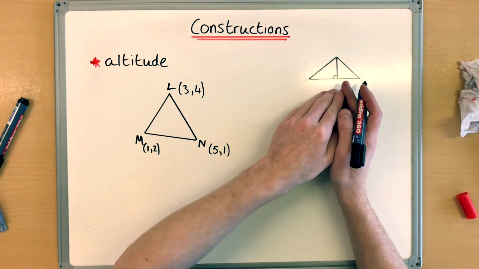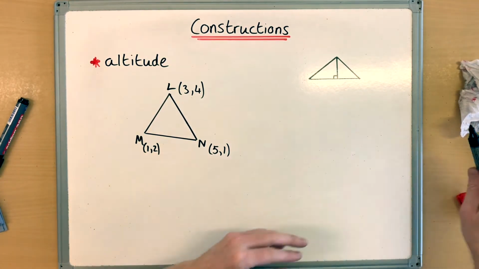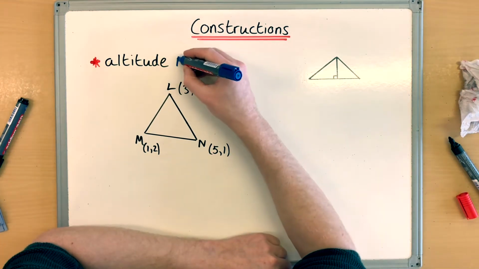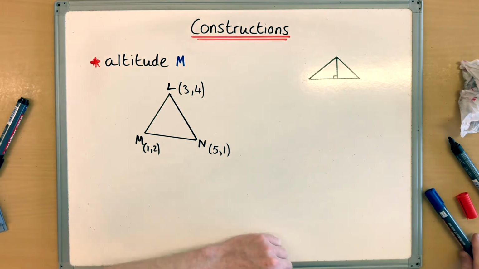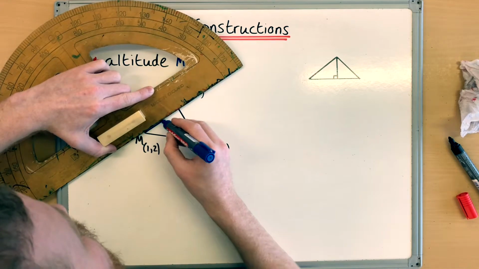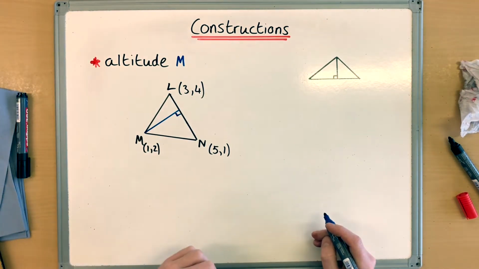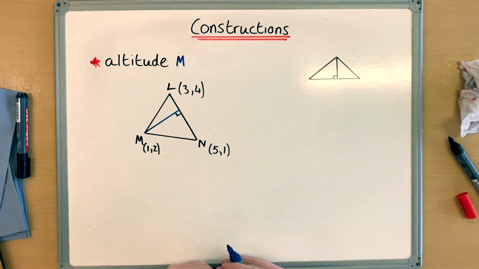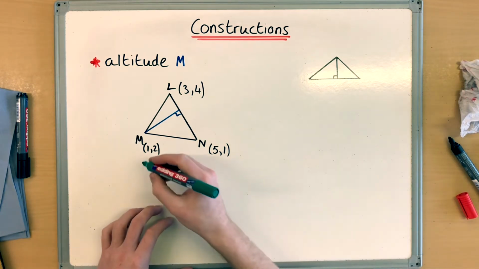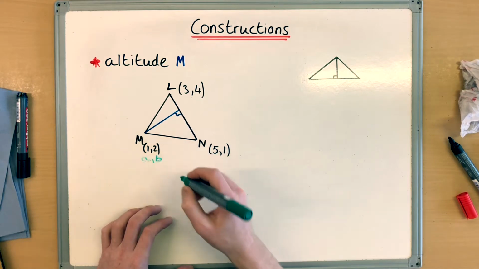Now, if I can picture that, then when I need to find any other altitude, I'm just going to bear that in mind. So in this case, I want to find the altitude passing through M. So what does that look like? Well, it goes from M and it meets here at 90 degrees. There's absolutely no requirement that that should be the midpoint, so we're not going to think about midpoint at all. So what do I know? Well, I know a point that it goes through. I know that it goes through this point here. So I've got my A and B value already.